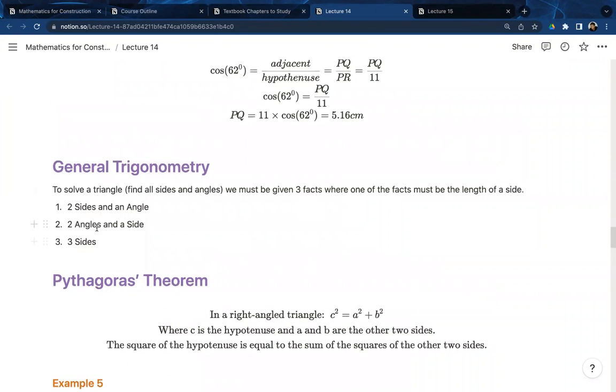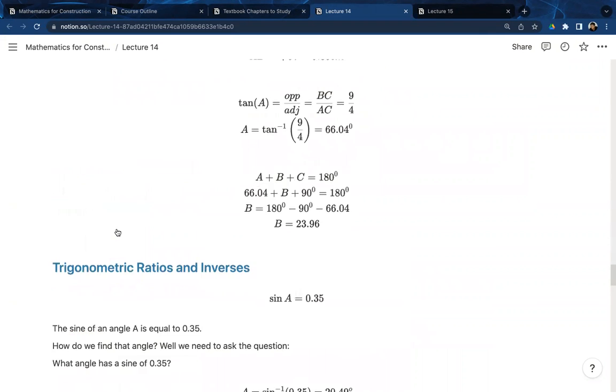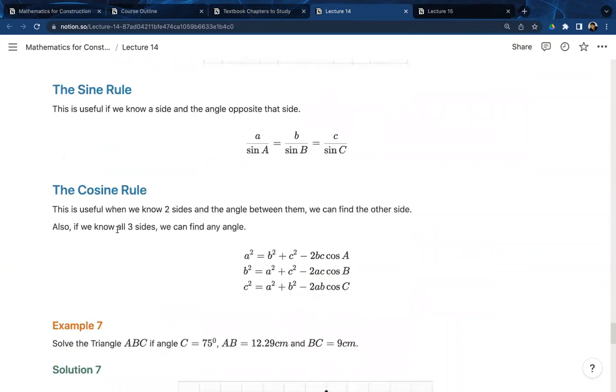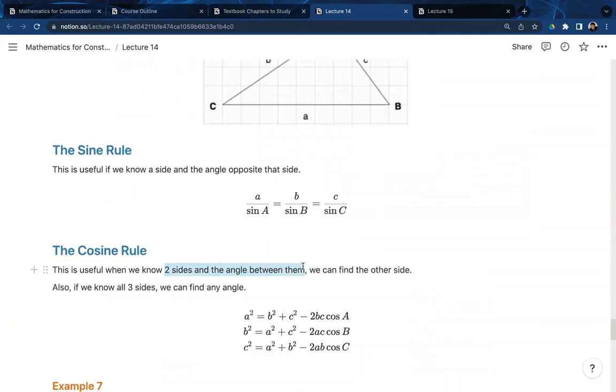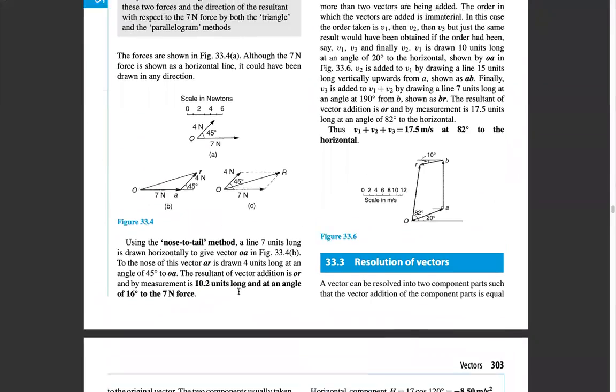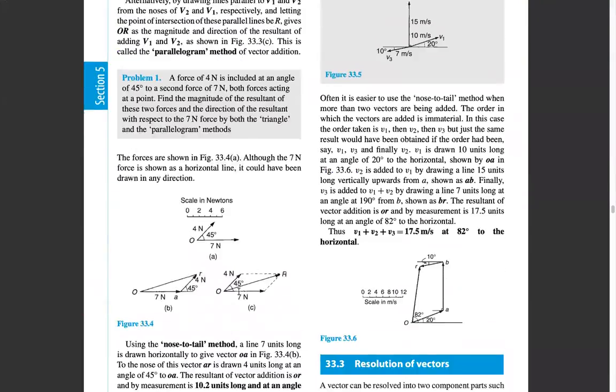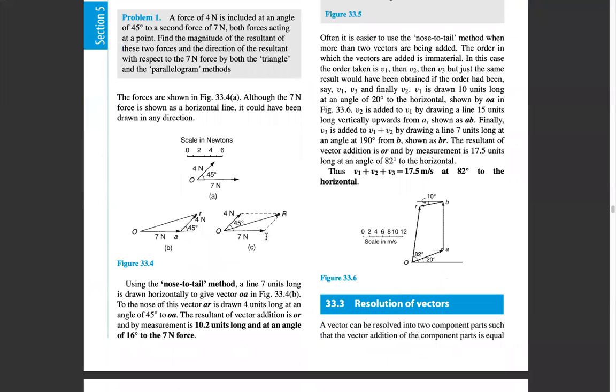General trigonometry, two angles on a side or two sides on an angle. But if you look at the rules, when you know two sides and an angle between, you use cosine. So this is the technique you would use to solve a method like this, the cosine rule. So it depends on you knowing that rule. So you have the nose to tail method. You put the 7 units along, you draw it horizontally, it doesn't matter, because you're going to give the direction of the force relative to the 7.